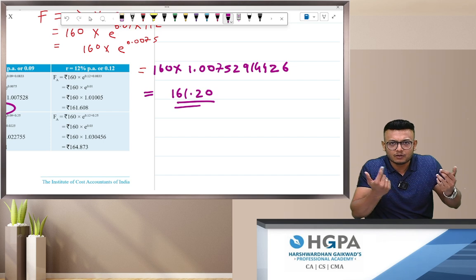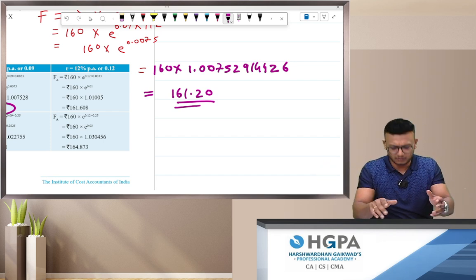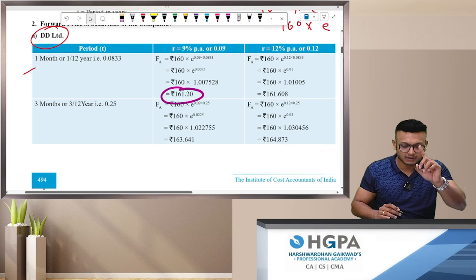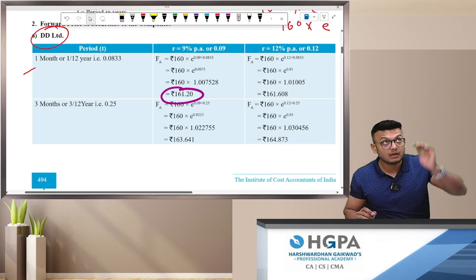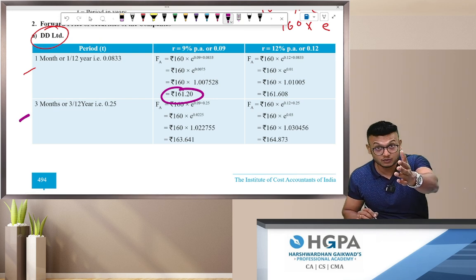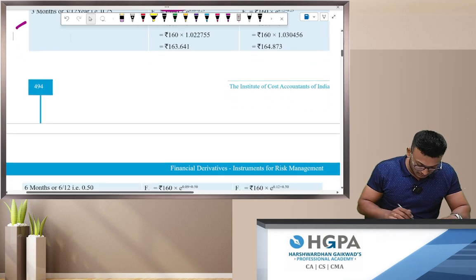If they give you the value, very good. If they do not give you, no problem, we know how to do it. Now, can we do it? This is for 1 month. We are doing for DD Limited for 1 month, 3 months, and 6 months. Now we'll do it for 3 months. Same thing will follow.